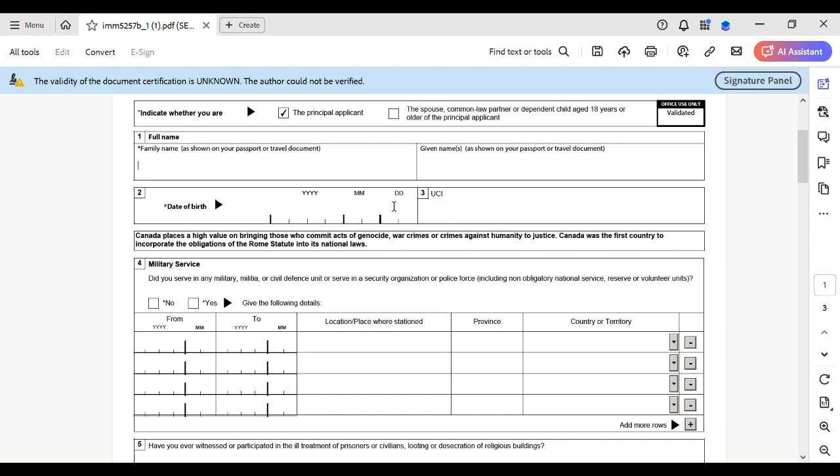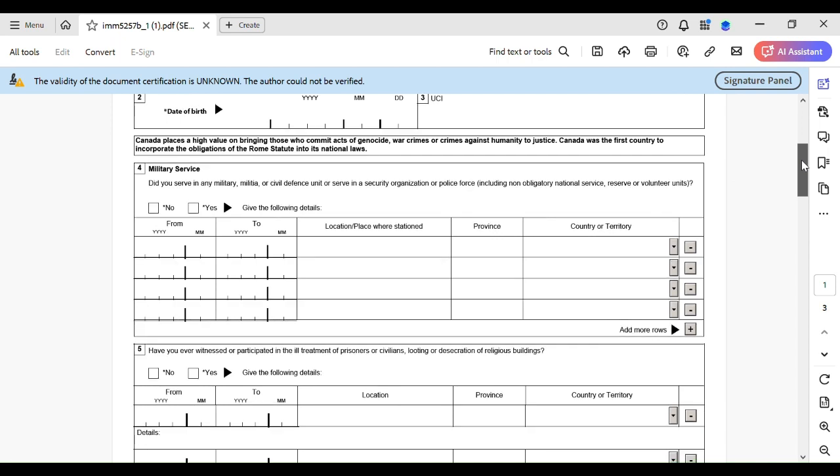After you fill it out, then what happens? This form is to check your background, okay? By this form, you will be screened if you are involved in any background check related issues. Canada places a high value on keeping out those who commit acts of genocide and other ill or bad things, okay? These are what the Canadian visa officer will be looking at.